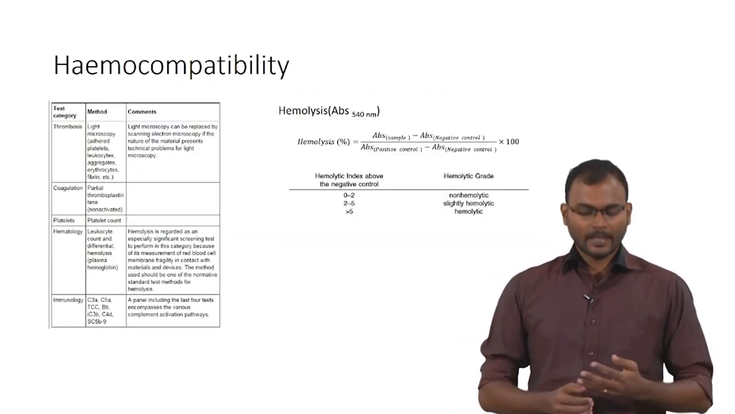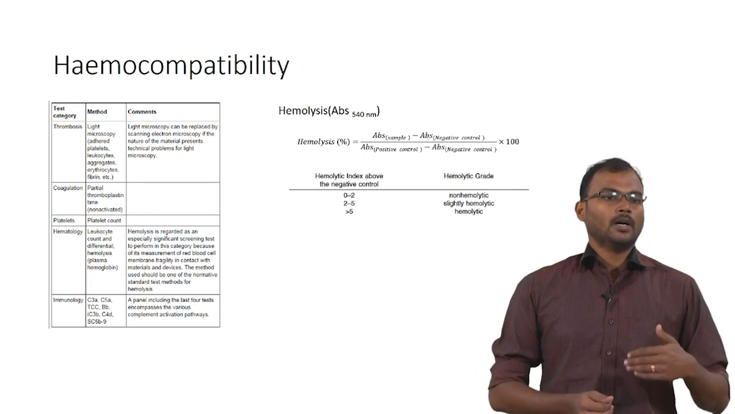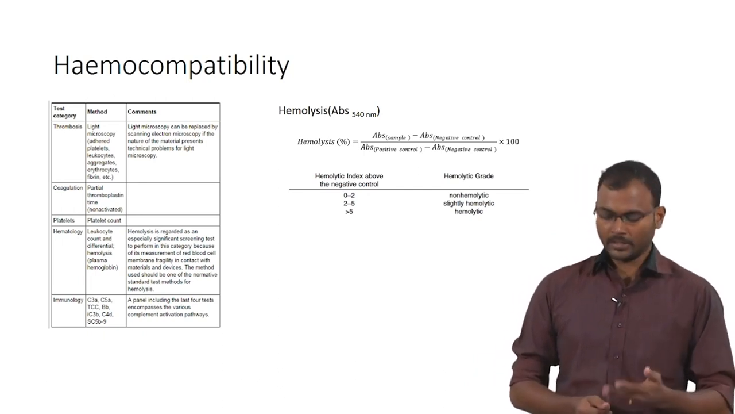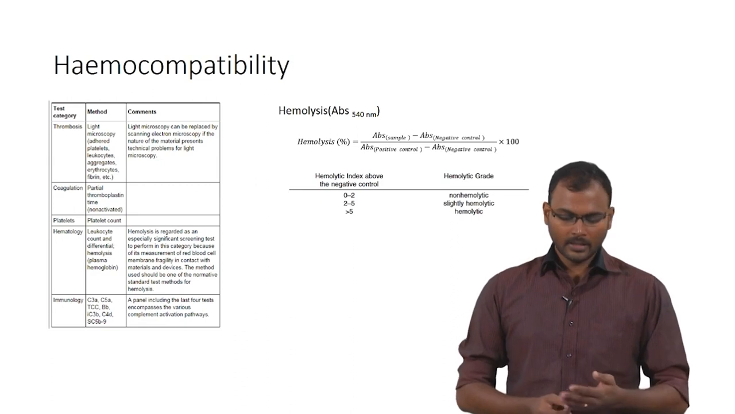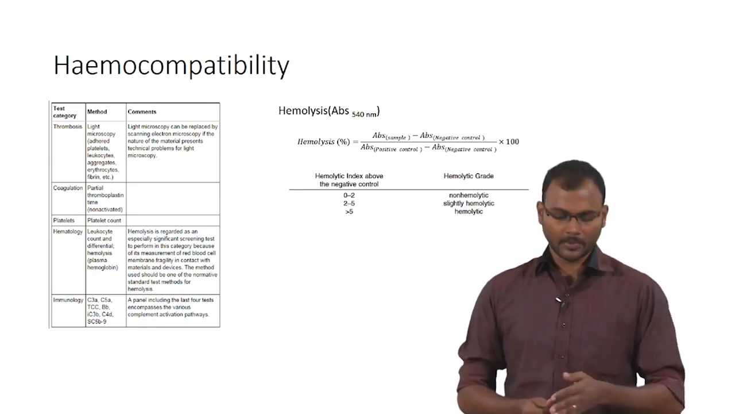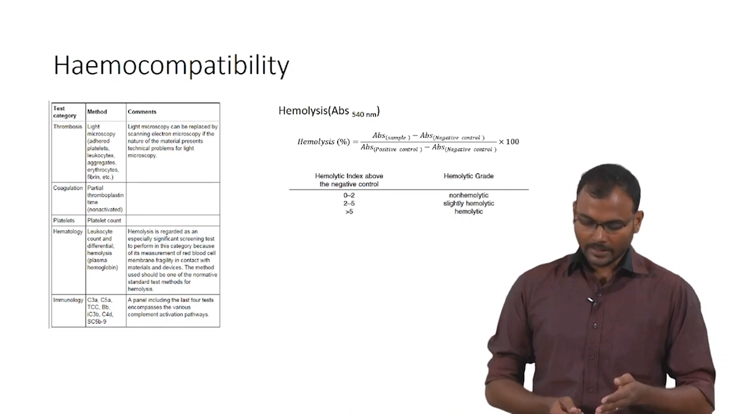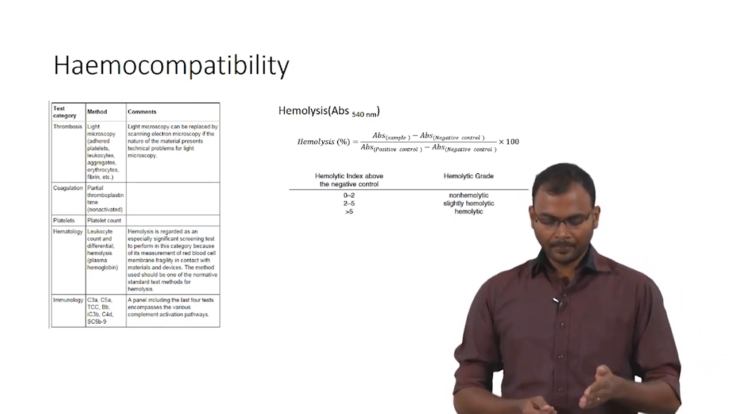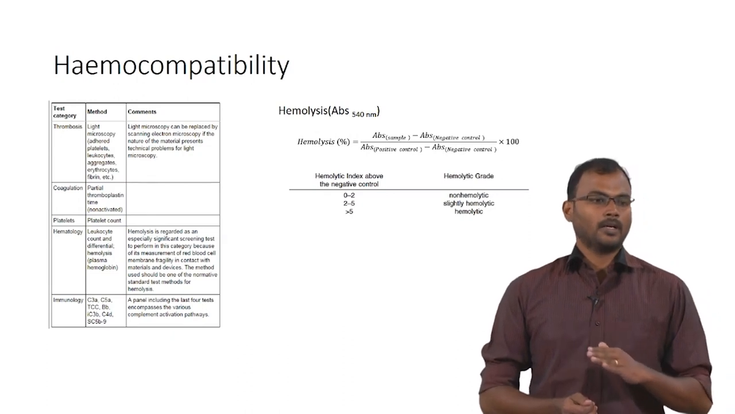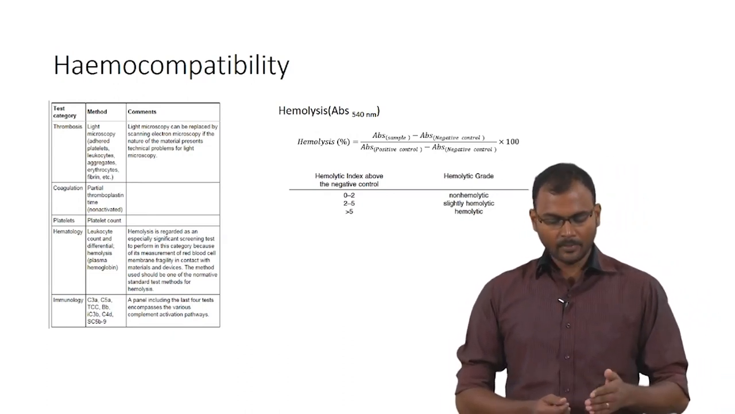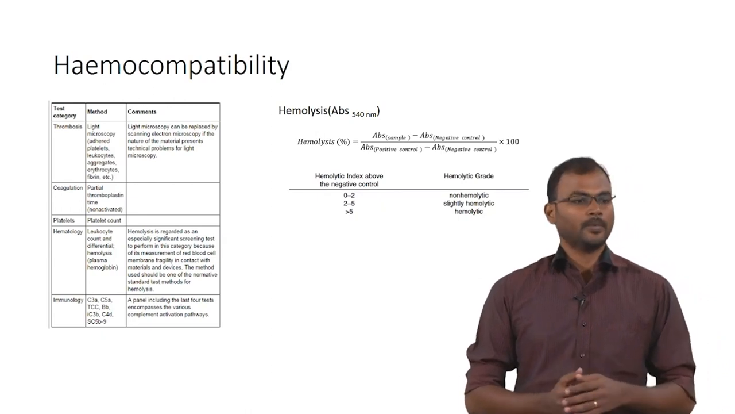Other than platelet adhesion, there is a commonly used assay called hemolysis. Hemolysis, as the name suggests, is the lysis of erythrocytes. Whenever your RBCs are broken down, they release hemoglobin, which can be estimated using UV-visible spectroscopy. Based on the standard from the International Organization for Standardization, the hemolysis index should be below 2 for a non-hemolytic material. If it is slightly hemolytic, the range is 2 to 5, and if it is highly hemolytic, it is above 5, which is not at all recommended for any applications.